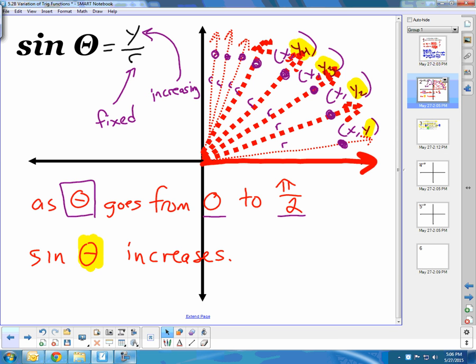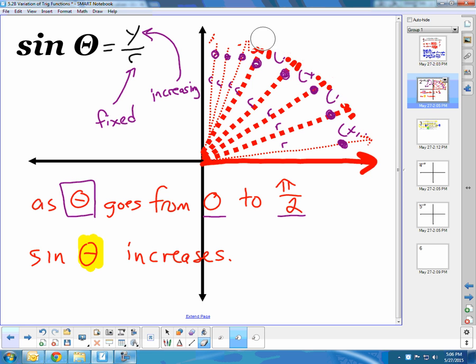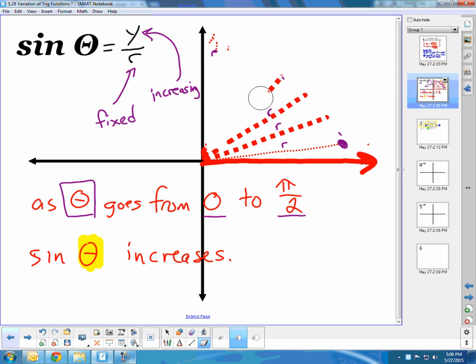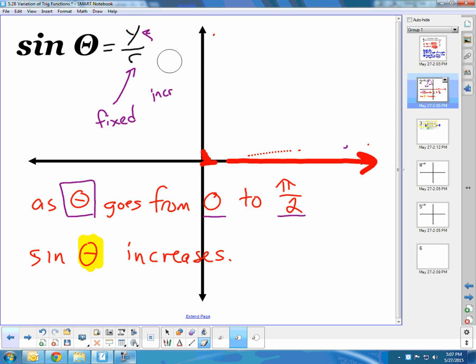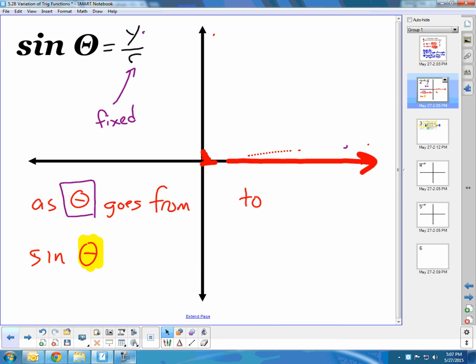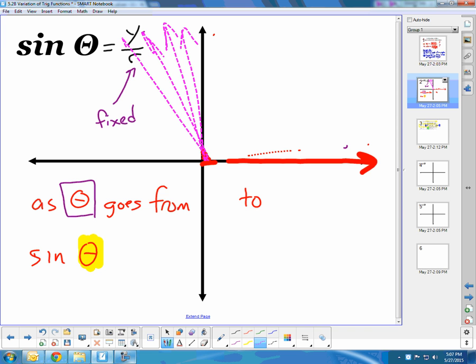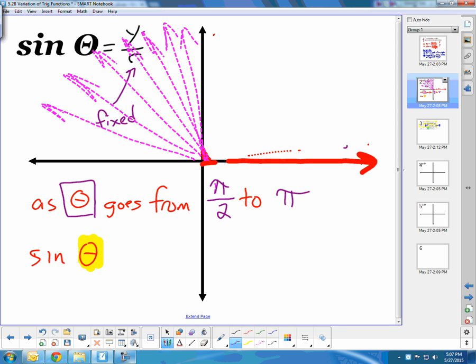Similarly, if I work to my other quadrant, I'm going to erase all this. I'm going to leave my r fixed. But I'm going to erase this, this, and this because we don't have to fill it in. If I have some terminal rays now in the second quadrant, working my way around, theta is still getting larger. So theta is still increasing, but it's increasing from pi over 2 to pi.